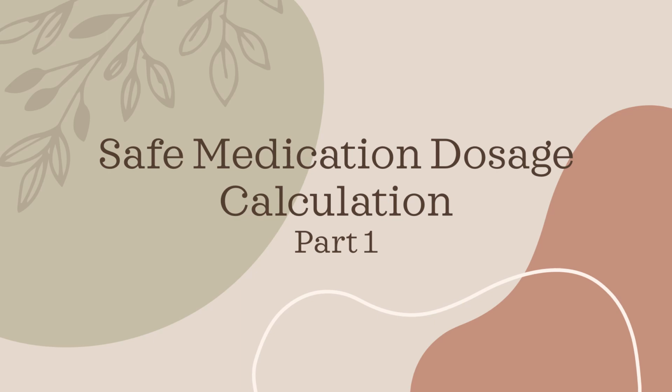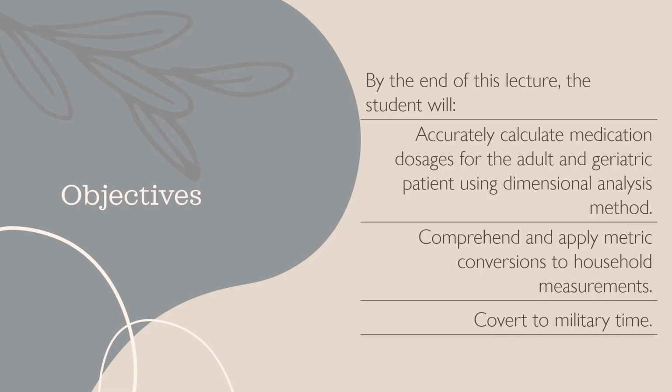The topics we will discuss are converting common household measurements to the metric system, military time, calculating intake and output, and dimensional analysis, and this is part 1 of a 2-part series. These are the objectives for today. We are going to accurately calculate medication dosage for the adult and geriatric patient using dimensional analysis. We're going to comprehend and apply metric conversions to household measurements, and we're going to convert to military time.